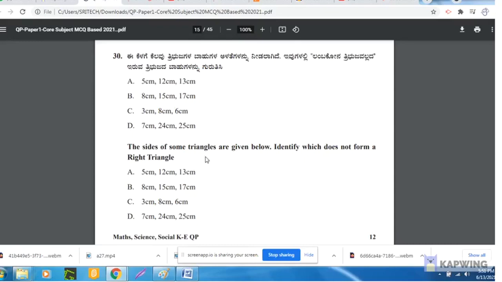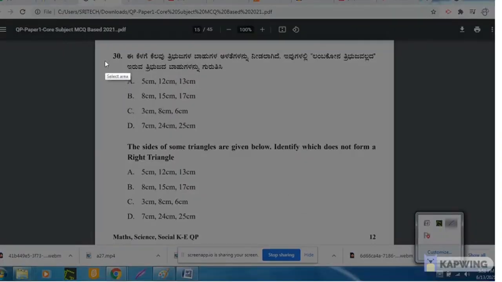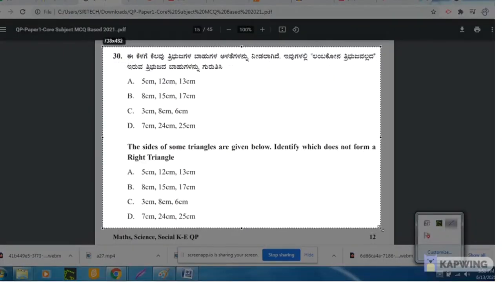Question. The sides of some triangles are given below. Identify which does not form a right angle. So we have to know the Pythagoras triads to identify this. So 5, 12, 13 makes a Pythagoras triad. 15, 17 and 8 makes a Pythagoras triad. 25, 24, 7 makes a Pythagoras triad.